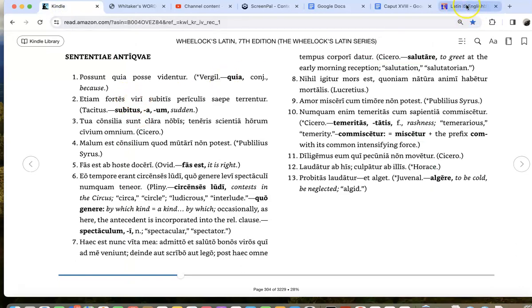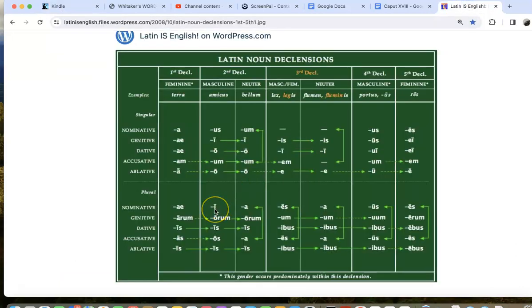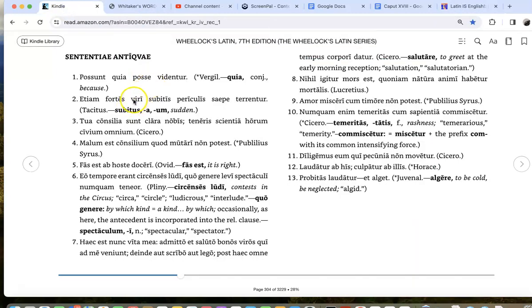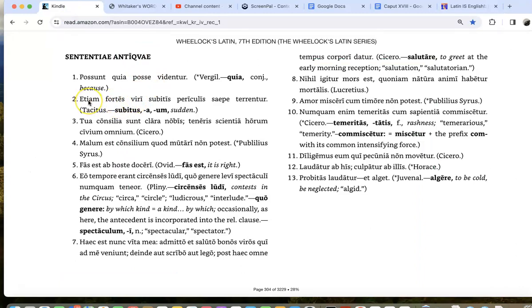Viri is second declension. So second declension nominative plural is -i. So fortes viri, which means brave men. Again, you'll have to look up these words on your own if you've forgotten or you don't know. But many of these words we have had in previous chapters.